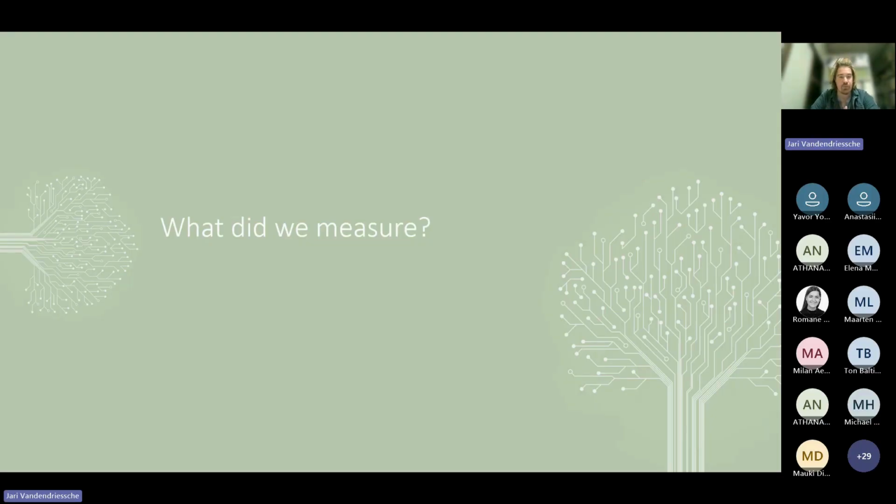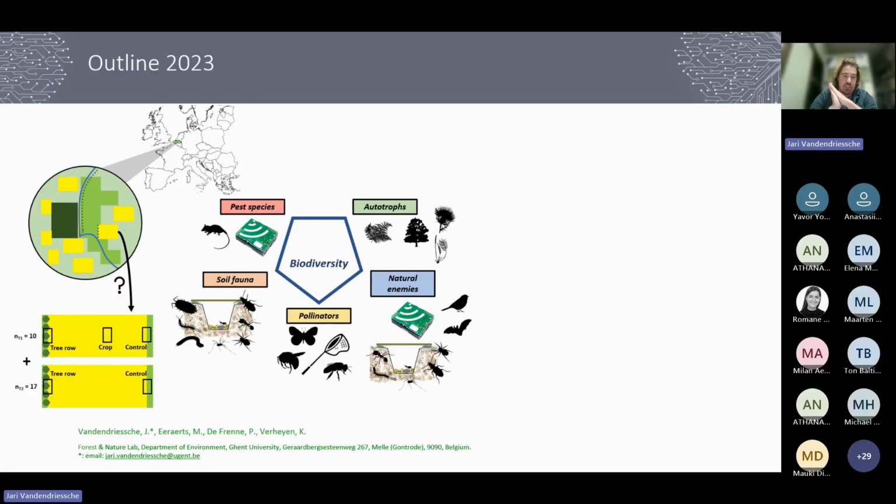Now, within DigitAF, what did we actually measure as fundamental research? What kind of case studies did we carry out? As a first, we focused on Flemish landscapes, in Belgium. We selected 27 different landscapes across a gradient, from really strict landscapes with only agricultural fields and buildings, for example, to landscapes with more semi-natural habitats.